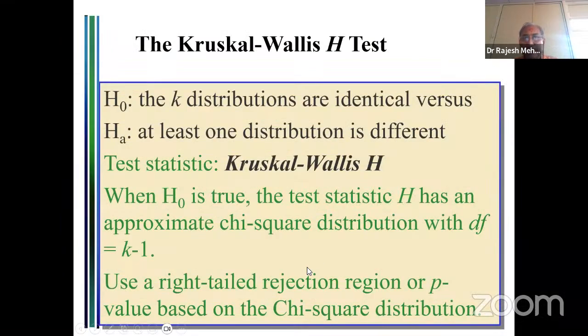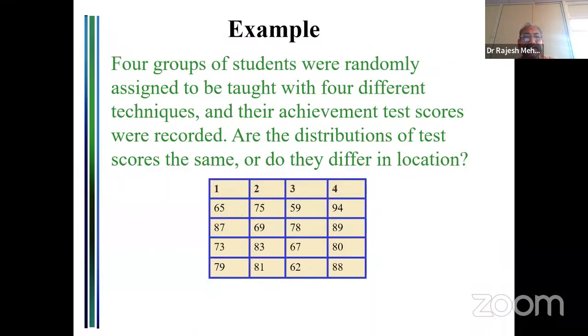Now, in this Kruskal-Wallis test, let's take an example. Just try to concentrate on this example. We have 4 groups over here, or you can say 4 classes: class 1, 2, 3, 4. You have only 4 students studying in each group.